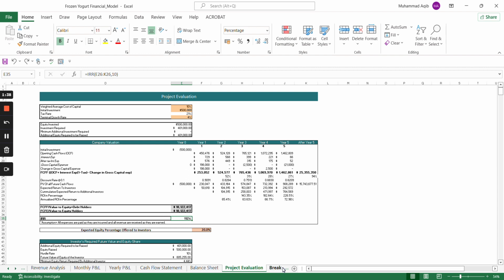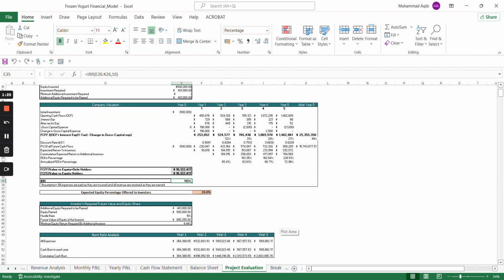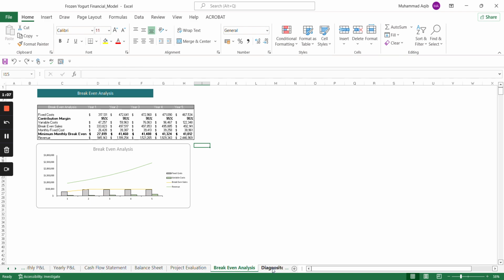Moving to the project evaluation, this allows the business to evaluate its company and to know the internal rate of return, that is 112% in this case. Project evaluation also talks about burn rate analysis, that the cash has to be burned each year by the business. Moving on to the break-even analysis, the break-even analysis allows the company to know the break-even sales that it has to make in order to avoid any sustainable losses.